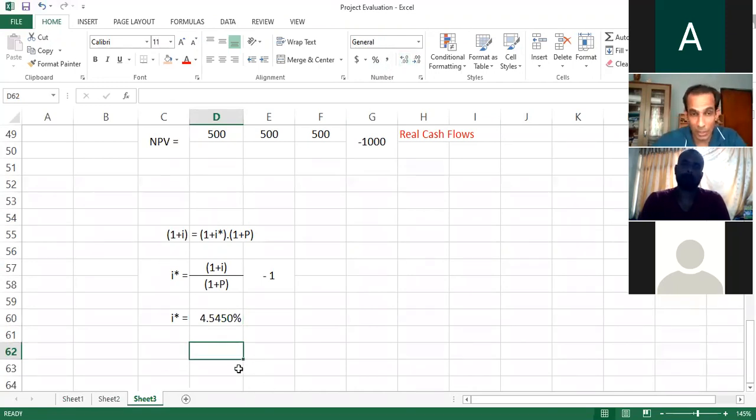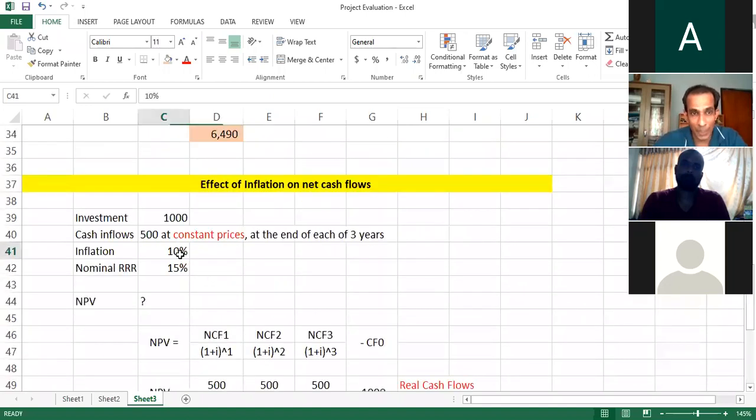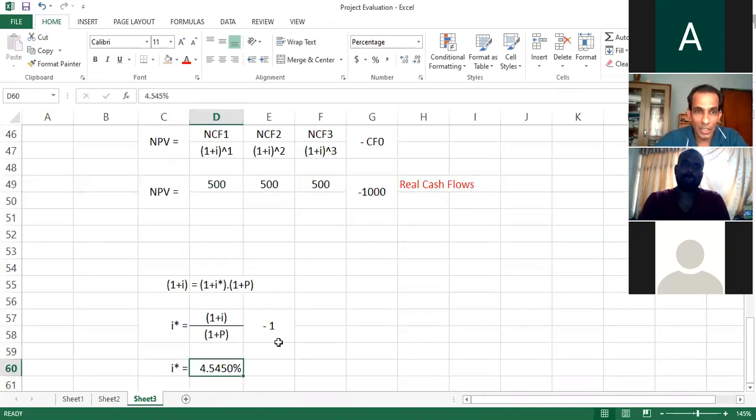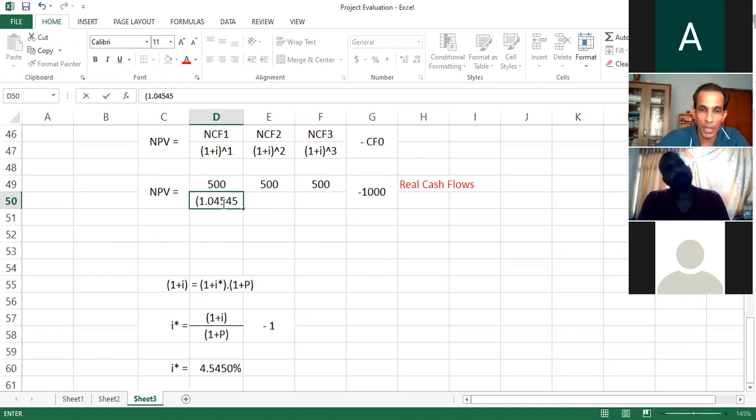So the point you mentioned earlier, that is approximately 5%. Exactly, this is the value. Now, this is the discount rate. That means to calculate NPV here, we have to use 1.04545 to the power 1, right? But you don't need to calculate this manually. You can calculate much more easily than this.